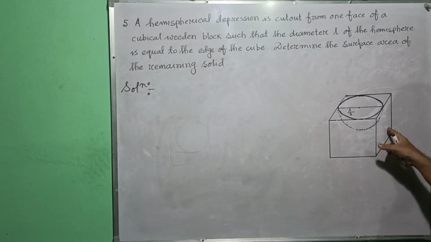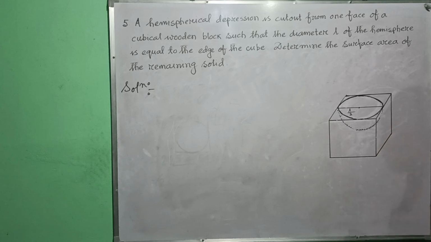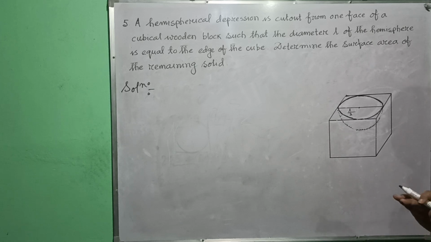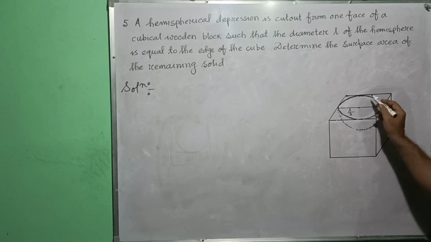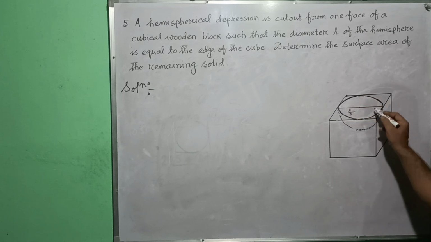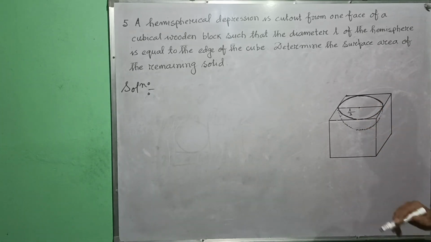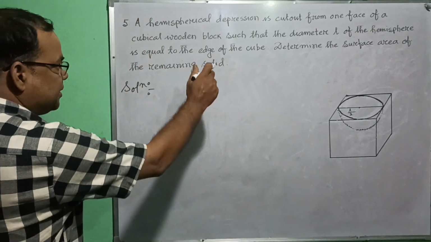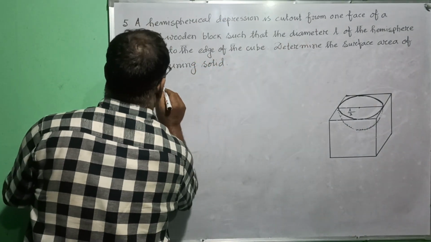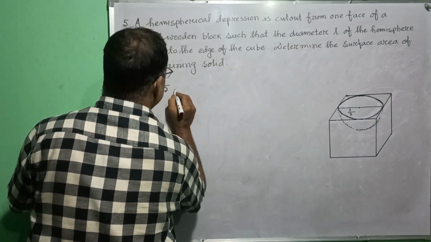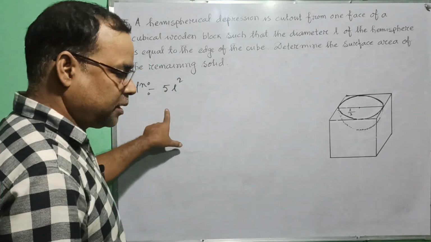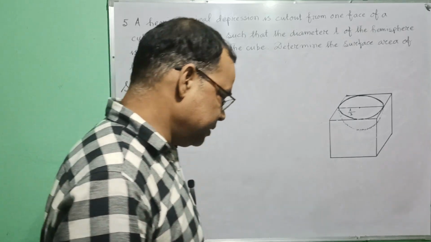Here we can see, in case of a cube, 6 faces are there. 5 faces are the same. There is no problem. But in the 6th face, the hemispherical depression is cut out. So 5 faces will be the same. As the edge is given L, we can write the 5 faces as 5 L square. It is 5 L square for the surface area of the 5 faces.